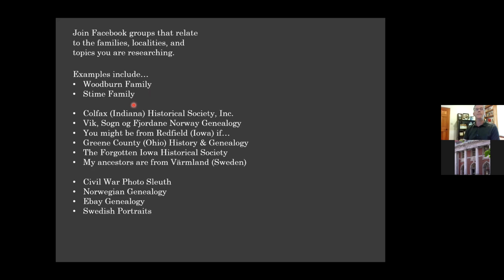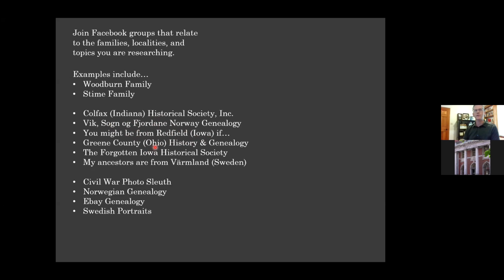Also for localities. Colfax, Indiana has a historical society, so I belong to theirs. I have a lot of family from Colfax, Indiana, from this area of Norway, and Redfield, Iowa. You'll notice there's no standardization to these names at all, so you just have to search and see what's out there. For example, for this one, I just did a search on Redfield, Iowa, and this happened to come up. But yeah, there's no standardization to it.